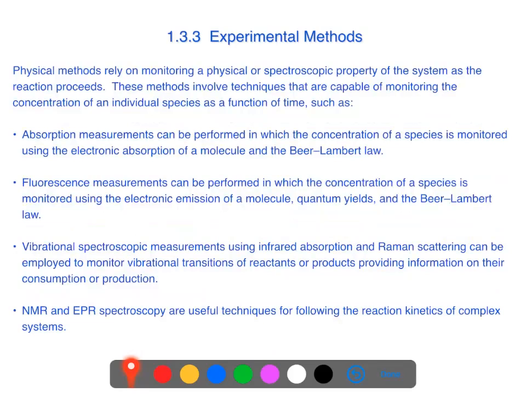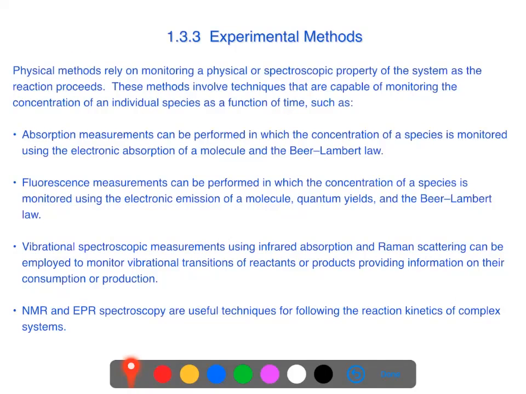Physical methods, on the other hand, rely on monitoring a physical or spectroscopic property of the system as the reaction proceeds. So these methods involve techniques that are capable of monitoring the concentration of an individual species as a function of time, such as absorption measurements, in which the concentration of the species is monitored using the electronic absorption of a molecule and the Beer-Lambert law. Similarly, fluorescence measurements can be performed in which the concentration of a species is monitored using the electronic emission of a molecule, quantum yields, and that same Beer-Lambert law.